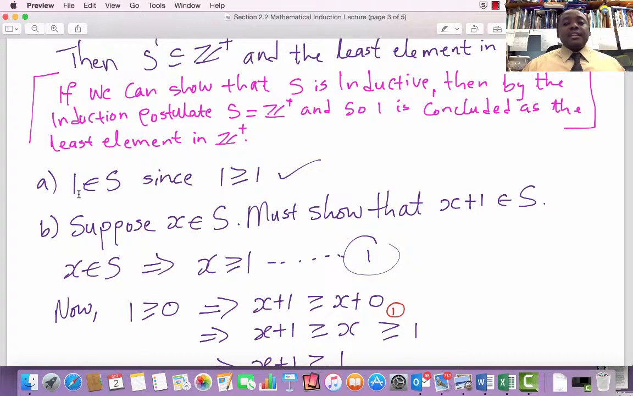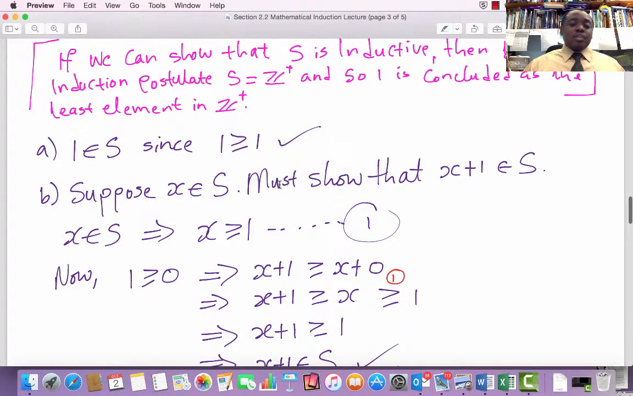Number 1, the number 1 is an element in S because 1 is greater than or equal to 1. So we're good. Number 2, suppose the element x is in S, we must show that x plus 1 is also an element in S. But x in S implies that x is greater than or equal to 1 by the definition of the set S. Now we know that the number 1 is bigger than or equal to 0, so I simply add x on both sides because x is a positive integer.